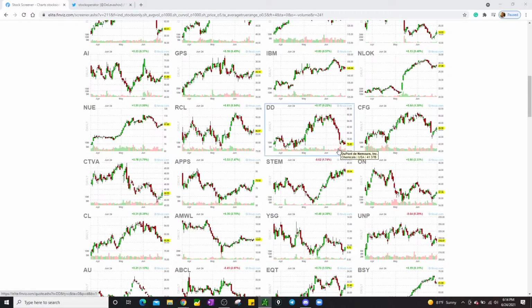All right, DD, look at this chemical, right on the low. It does look weak, but the problem is the prior support here. I would like shorting here, but this is what's concerning me on the left.